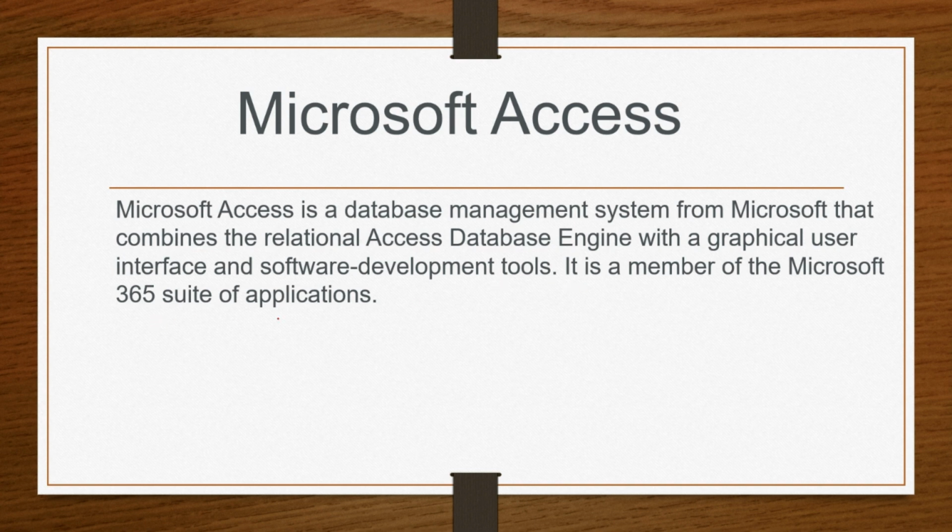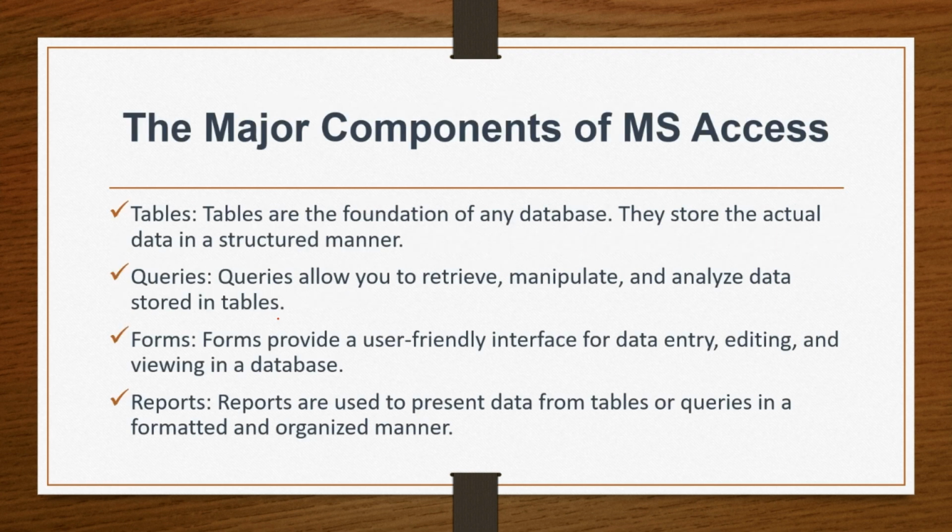Now if you look at the latest version of MS Office, that is Microsoft 365, let's see what are the main components of MS Access. The first and foremost is tables. Tables are the foundation of any database. They store actual data in a structured manner, that means in the form of rows and columns, what we call fields.